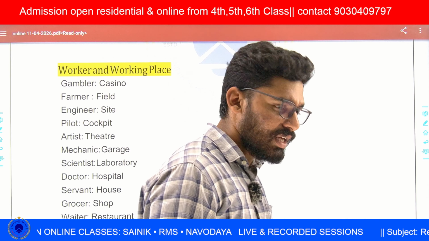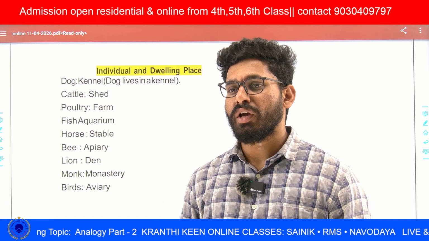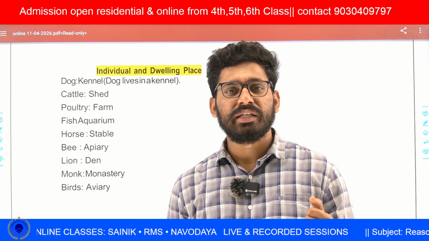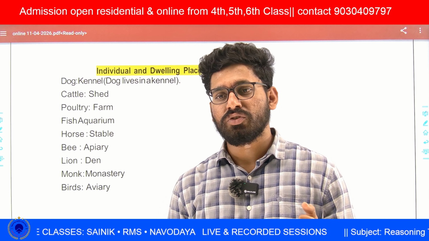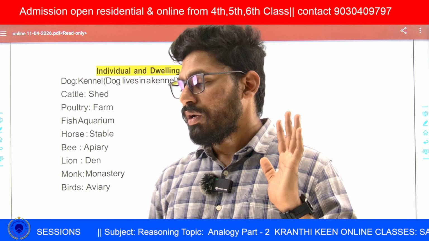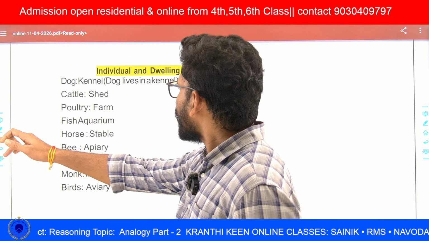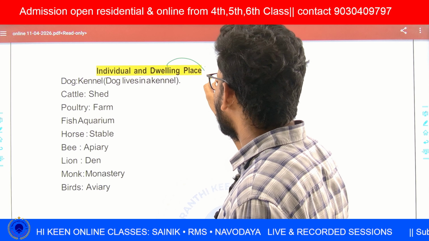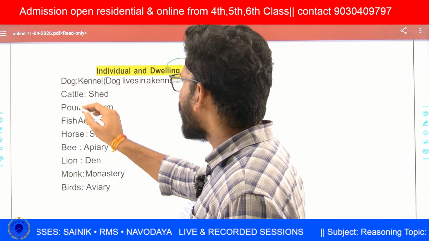So we should not give the examiner a chance to trick us, because if you have the basic knowledge of all the topics, even without expert knowledge, you can eliminate options and get the answer. That is the reason we are learning this. We are touching each and every topic. We are not giving a chance to the examiner. Okay, fine. So come to here: individual and dwelling place. Dwelling place is nothing but the place where they live. Dog lives in a kennel.